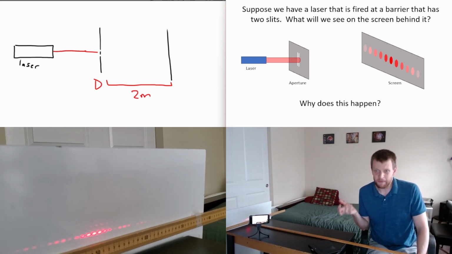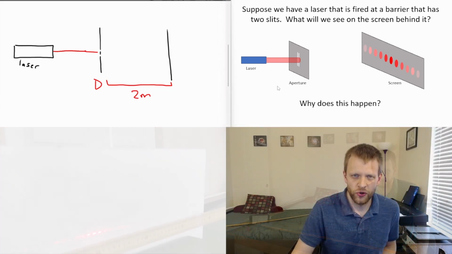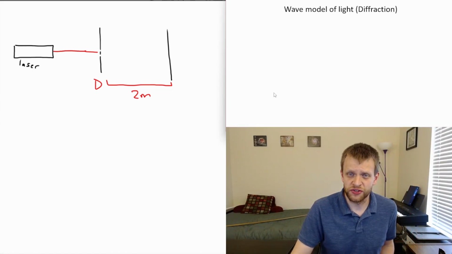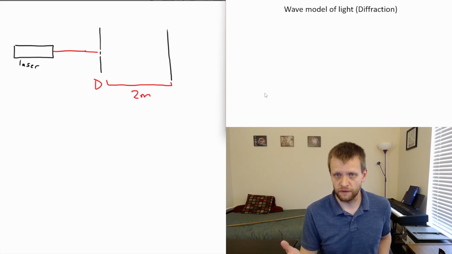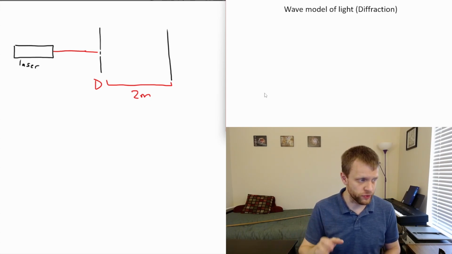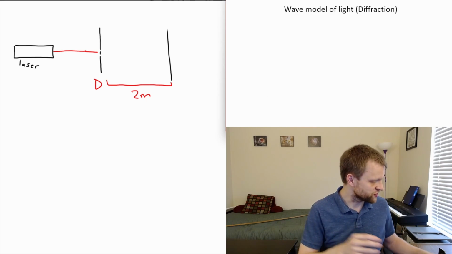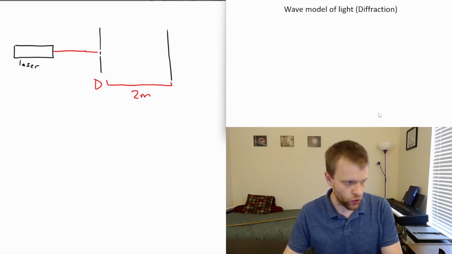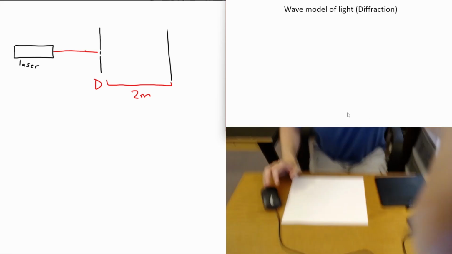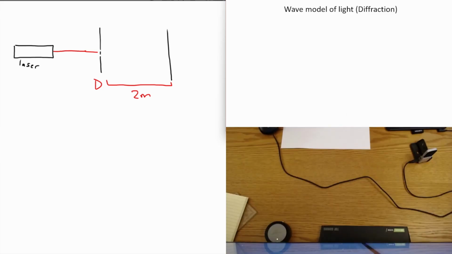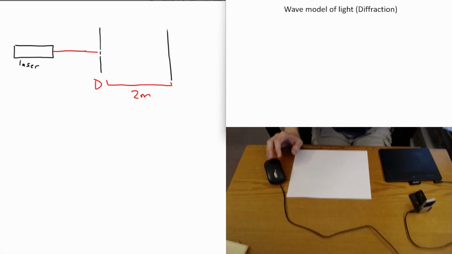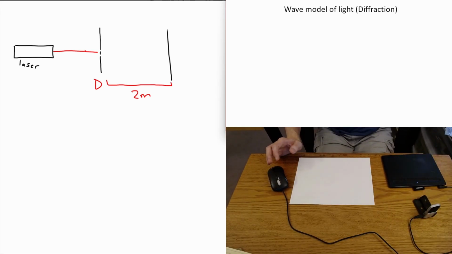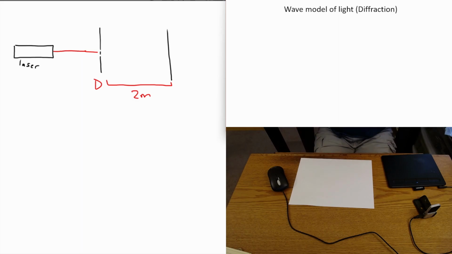So what might be a better way of approaching this? Let's say we consider a wave model of light. Instead of light acting like a stream of particles, we're going to think of light as acting like a wave and see if that gives us some predictive power. So I'm going to try to model this with some material that I have here. So hopefully I can get this set up decently. There we go. And I'll also use this second camera to show what I'm working on here.